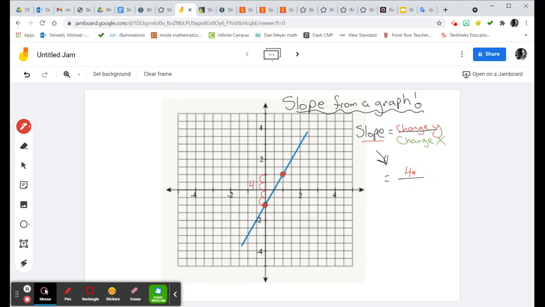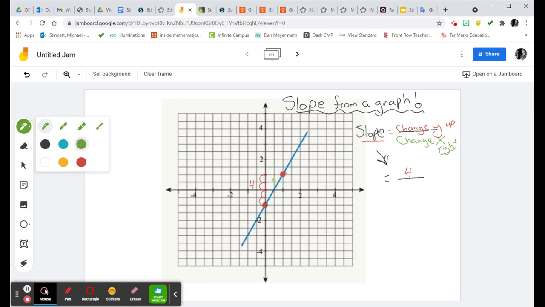And if you want, you could even write up here, you could say this is up. And then here you could say to the right, okay, to the right, just to kind of help you understand what's happening here, okay? So we went up 4, that's our change in y.